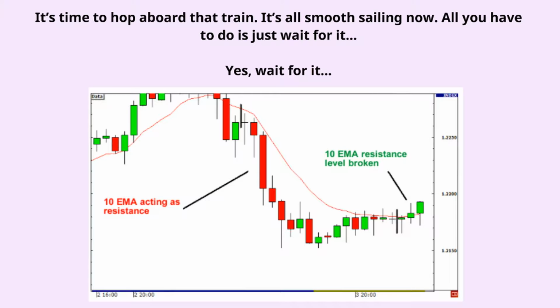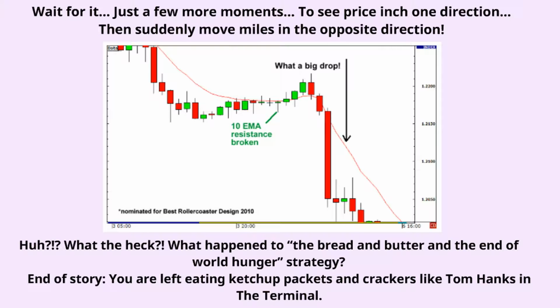All you have to do is just wait for it. Yes, wait for it. Just a few more moments to see price inch one direction. Then suddenly move miles in the opposite direction. Huh? What the heck? What happened to the bread and butter in the end of world hunger strategy?